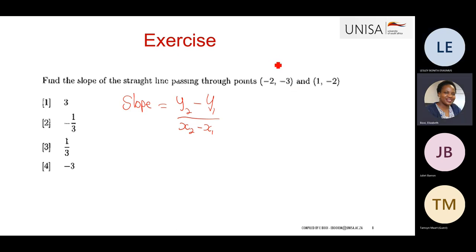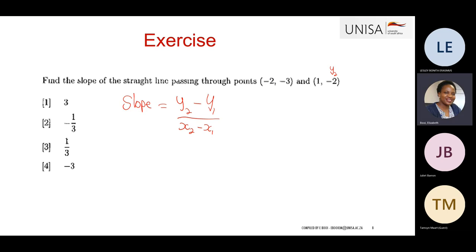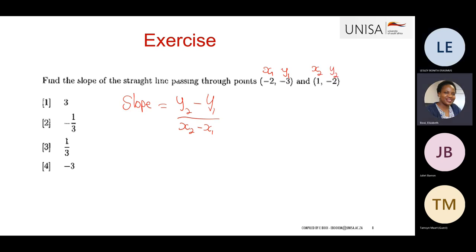No, I want you to identify the points first. Oh, okay. So Y2 is minus 2 and minus 3. And X2 is 1 minus minus 2. Yeah, so now I'm confused. No, wait. I wanted you to first identify the point by saying this is X1, this is Y1. Oh, sorry. Yes. And then X2 is 1 and Y2 is minus 2. Yes. And then you can substitute into the formula.